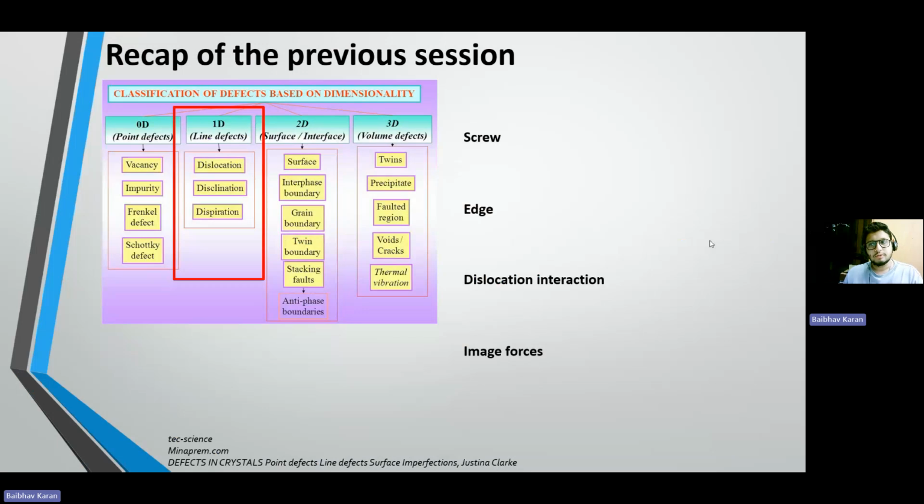In today's session, we'll be focused mainly on the motion of dislocations, how the dislocations move. Dislocations will not stay in one place, they will move. As I showed you in the previous videos, they will move. But how the dislocation movement takes place, this will be discussed in these few weeks. Let's have a look.